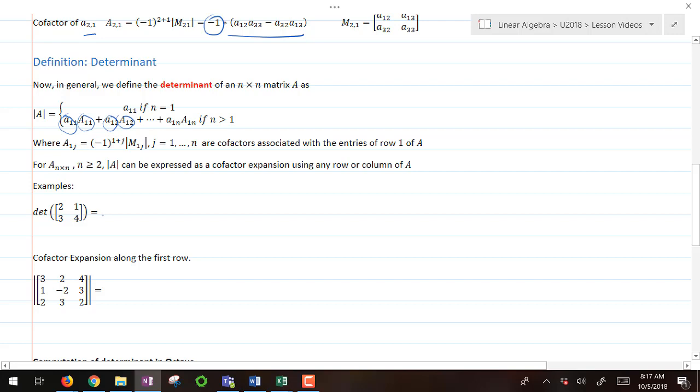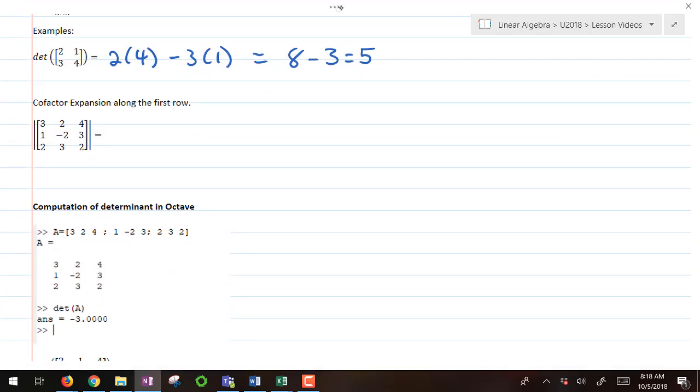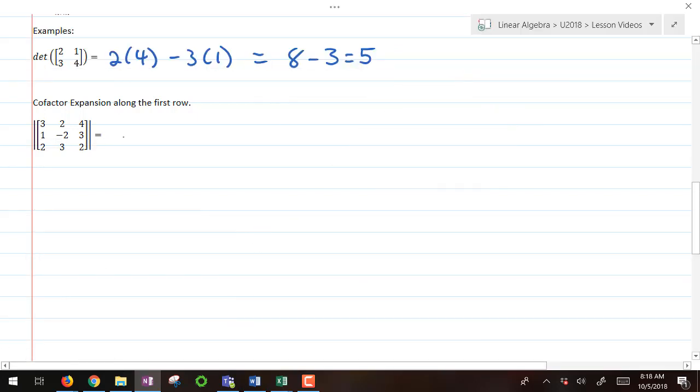Real quickly, we've seen this. The determinant of a 2 by 2 is going to be 2 times 4 minus 3 times 1, and that's 8 minus 3, which is 5. Now we're going to do a cofactor expansion along the first row. So I'm going to work across. That's going to be 3 times minus 1 to the 1 plus 1 times the determinant of the minor.